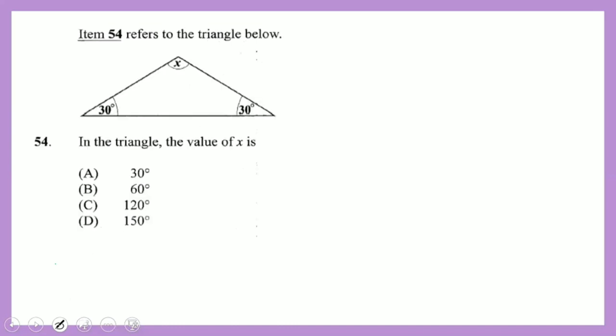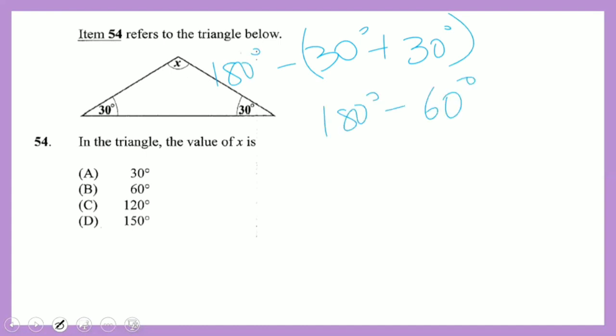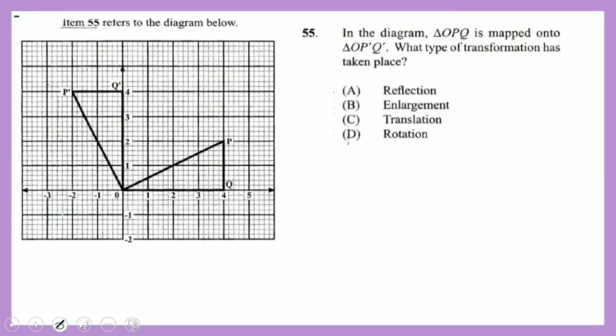In this triangle, what's the value of X? We know that all 3 angles will add up to 180. So if we know 2 of them, 30 plus 30, that's 60 degrees. And I want to subtract that from the total 180. All right. And I will find my answer for X, 120 degrees.